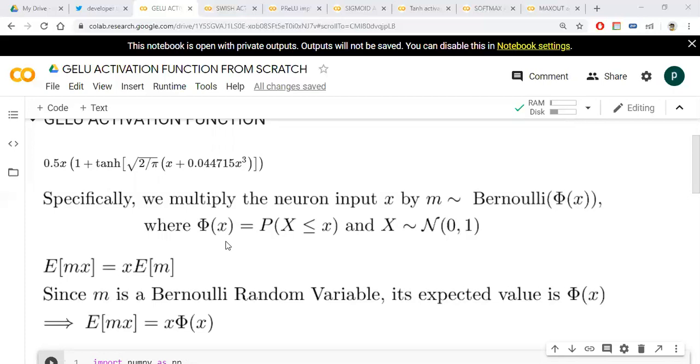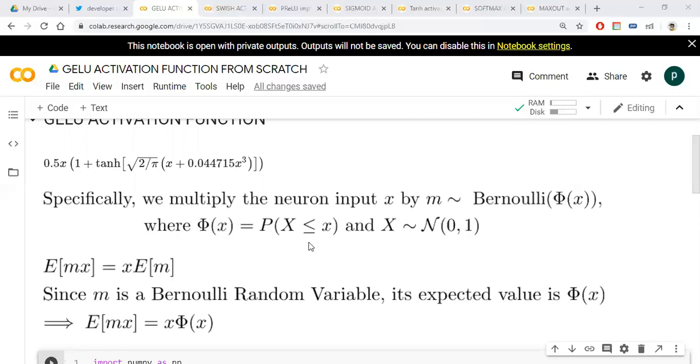So how does GELU work? The GELU nonlinearity weights inputs by their percentile rather than gating inputs by their sign. All activations work based upon the sign of the input. If you give positive values, ReLU works. If you give negative values, ReLU can't give output. But GELU does not work based upon the sign; it works based upon the percentile. So this is the main difference between GELU and the remaining activation functions.